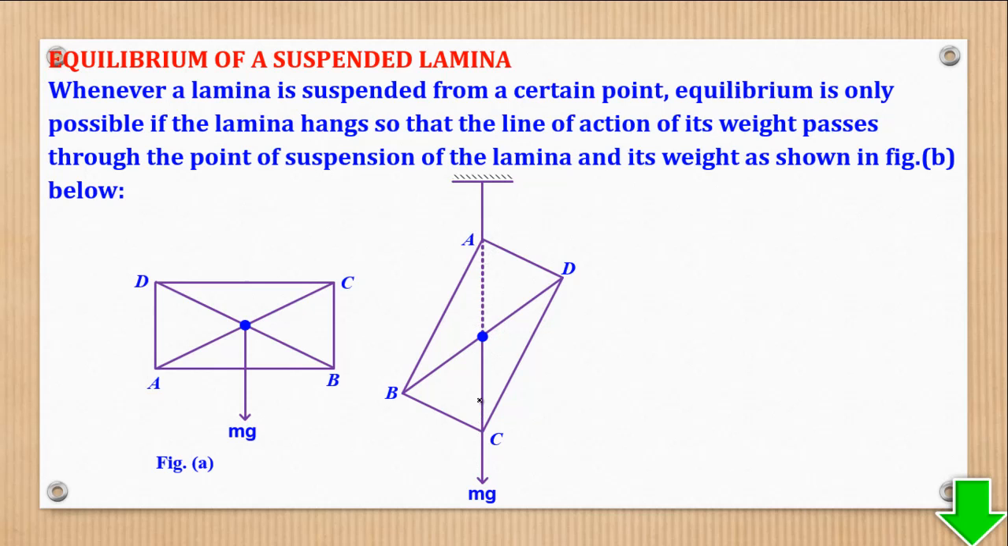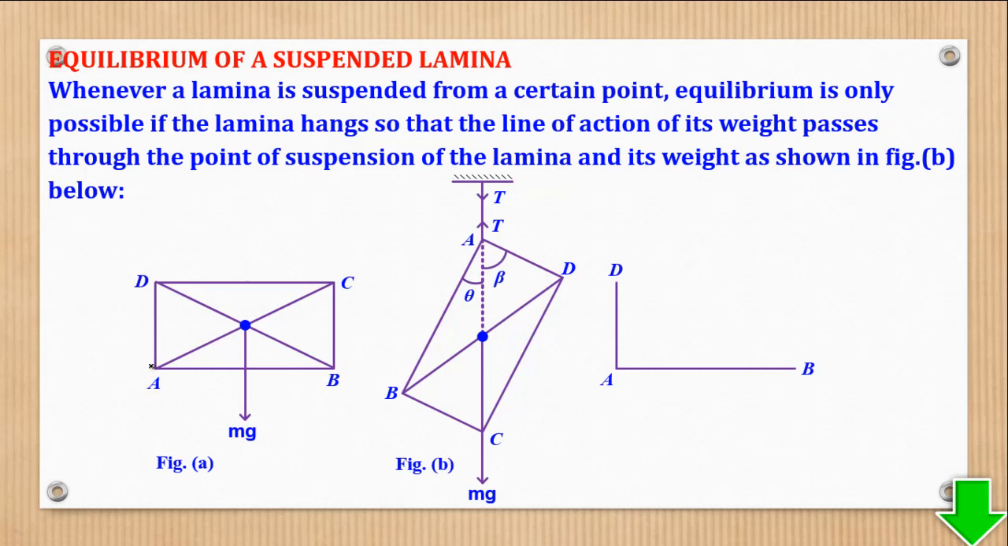Now, this is a simple lamina, but in the questions it will be a composite lamina. So it may be difficult for you to redraw it when you have suspended it. What do you do in such a case? You just have to remember that when it is suspended, the line of action passes through the point of suspension and the center of gravity. Therefore, after calculating the center of gravity, you just draw two sides.